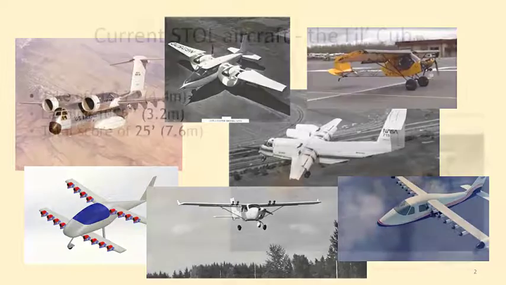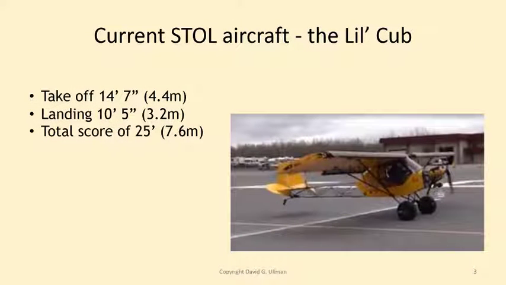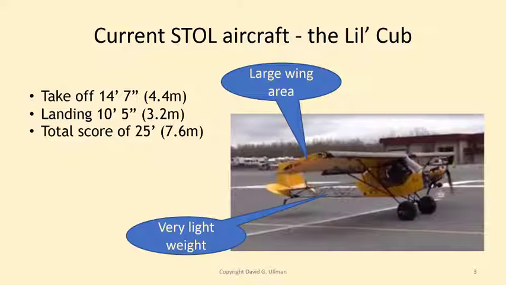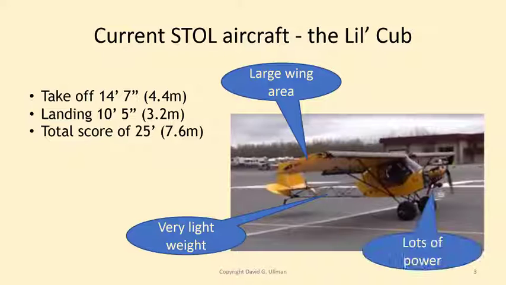To give you some idea about what's possible today, let's consider the Little Cub. This is a custom-built airplane for the Valdez annual STOL, short takeoff and landing event. The goal here is to get off the ground and back on it again in the minimal amount of distance. What's important about the Little Cub is it has a very large wing area. It's very, very lightweight. Everything's trimmed down to the least weight possible. It has lots of power.